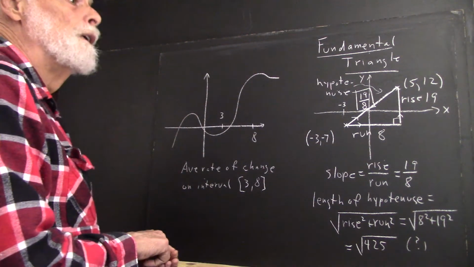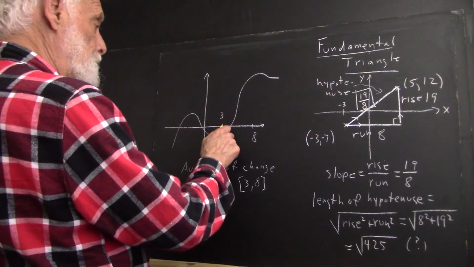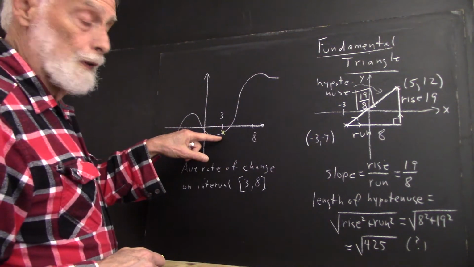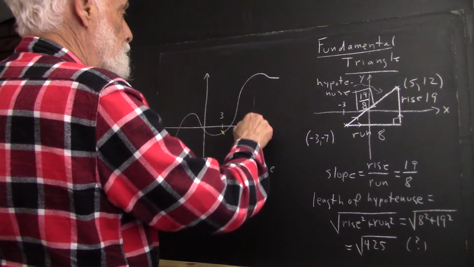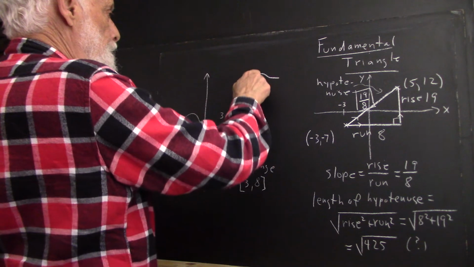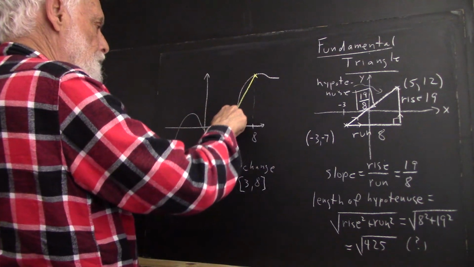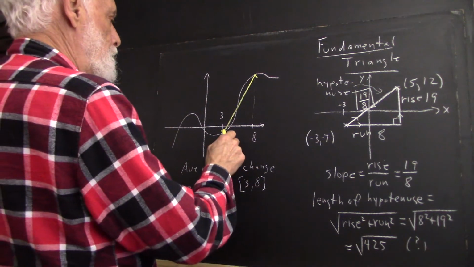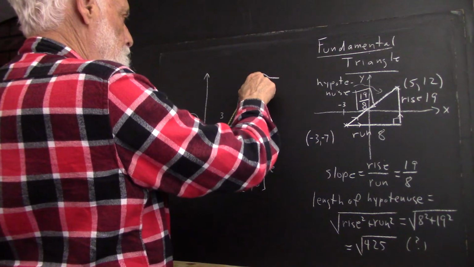That's going to be depicted as follows. We come down to the point here where x equals 3. Right there's the point where x equals 3. Here's the point on the graph where x equals 8. And the average rate of change is going to be the slope of this line segment, which is the slope of this fundamental triangle.